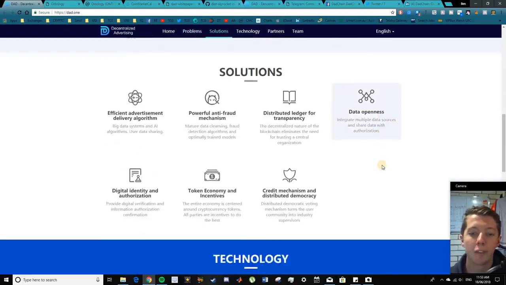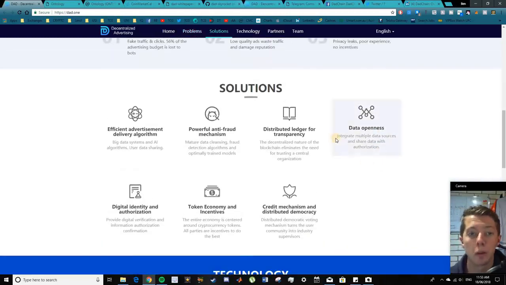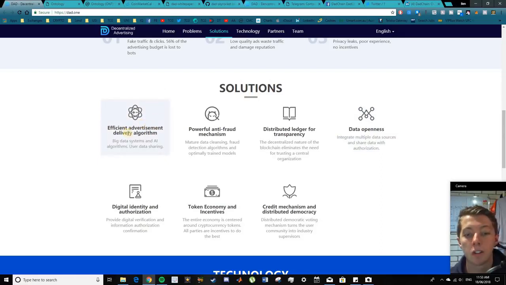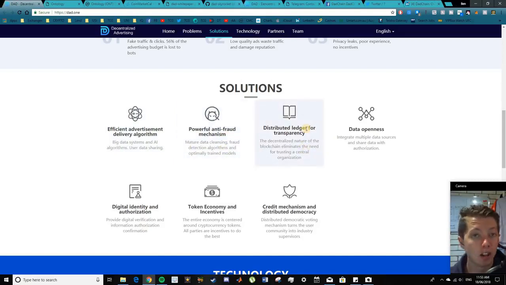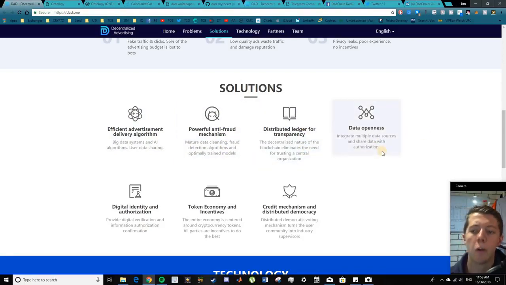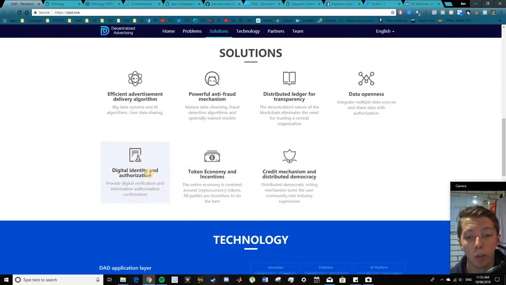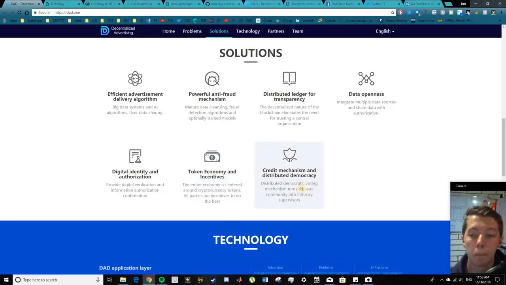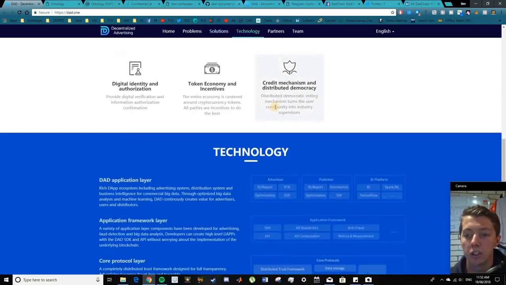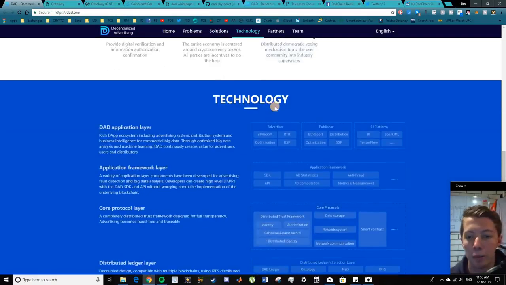So they're the main focuses, and the solutions that Dad will be implementing to overcome those is an efficient advertisement delivery algorithm which uses big data and AI, a powerful anti-fraud mechanism, a distributed ledger on the blockchain, and data openness by integrating multiple data sources and sharing data with authorization, digital identity and authentication methods, token economy and incentives, and credit mechanism and distributed democracy as well. So I'll explain that a little bit more shortly.